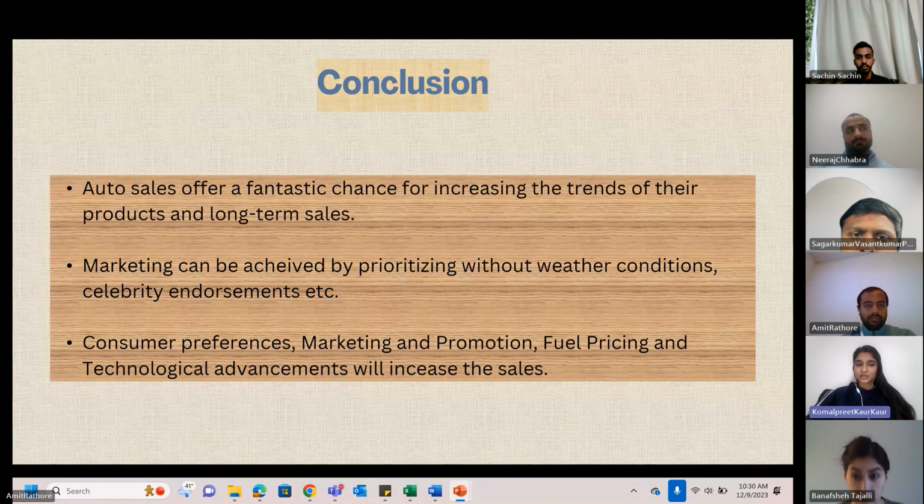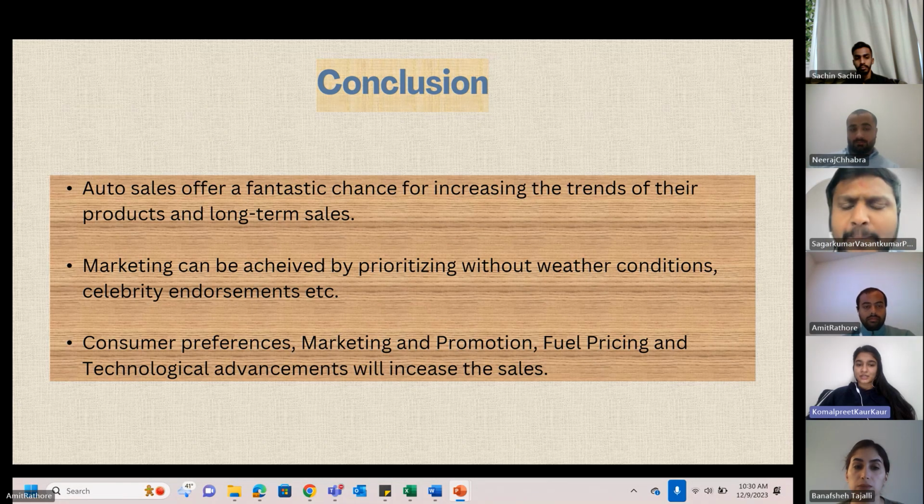In the conclusion, auto sales offer a fantastic chance for increasing the trends of their products and long term sales. Moreover, marketing can be achieved by prioritizing weather conditions, celebrity endorsements, etc. And the last one is that consumer preferences, marketing and promotion, fuel pricing, and technical advancement will increase the sales. Thank you.